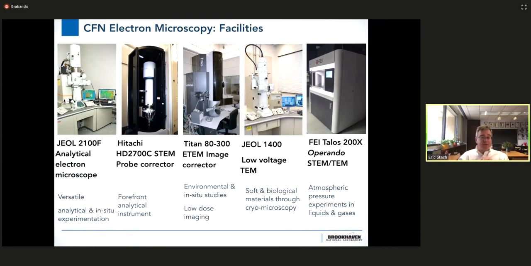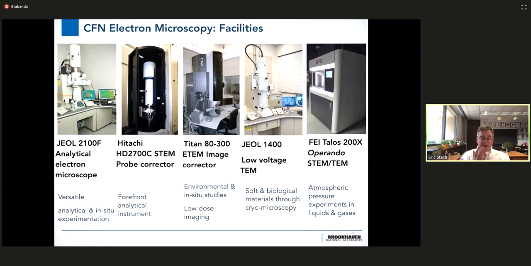In addition, there's the Hitachi. That's a probe-corrected STEM. That means that it has special electron optics in the condenser system that allow you to focus the beam down to that sub-angstrom probe. This machine will hit 0.78 angstroms at 200 kilovolts. It has EELS and EDS, and many of the beautiful atomic resolution images I showed in this talk were taken using this instrument. So that's a great capability.